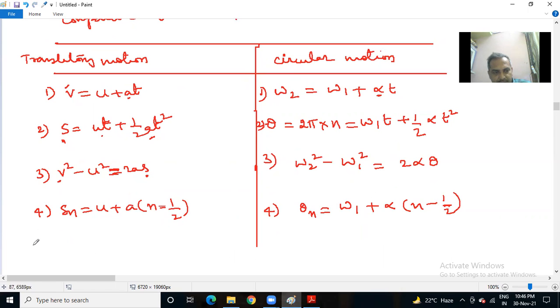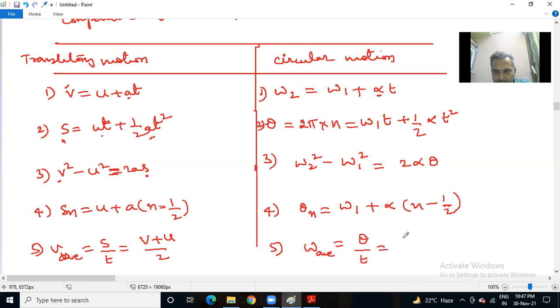Now average velocity. Average velocity is equal to S by T, total distance by total time. It is V plus U by 2. Now here we can write the average angular velocity. So it is theta by T. So we write it as omega 2 plus omega 1 by 2.